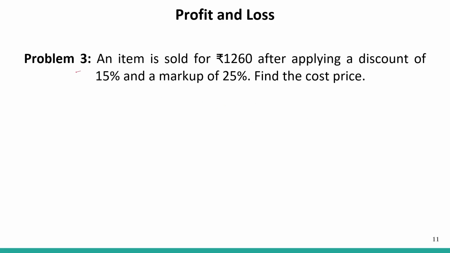So let's see problem number 3. An item is sold for 1260 rupees. So its selling price is 1260, right? So after applying a discount of 15%, this is the price after applying 15% discount and after a markup of 25%. So let's see. Let CP be X, because we are asked about the cost price here. So we assumed that the cost price is equal to X.